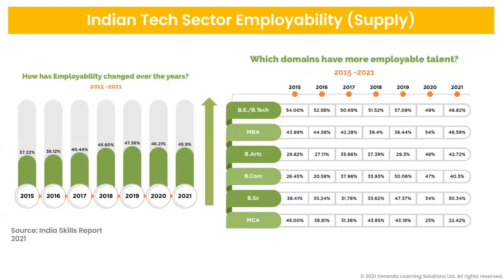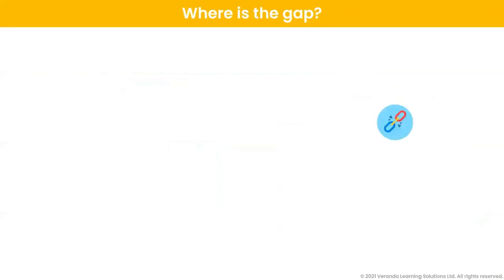This graph is growing, which is a good sign for students who are graduating every year. But on the other hand, the domains which have more employable talent are decreasing every year, which means colleges are producing graduates who are less likely to be employable. This is again a matter of concern in Indian tech sector employability.